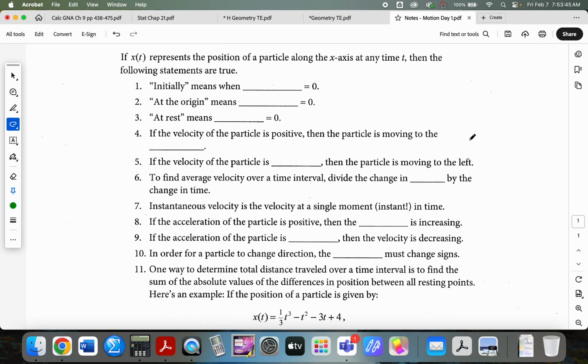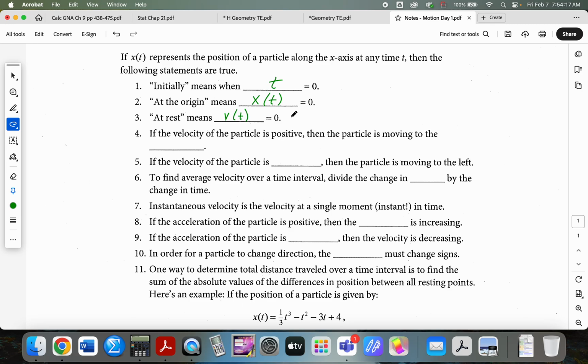So, if x of t represents the position of a particle along the x-axis at any time t, then the following statements are true. Initially means when t is equal to 0. At the origin means when x of t is equal to 0, which may or may not be at time 0. Okay? At rest means the velocity is equal to 0.